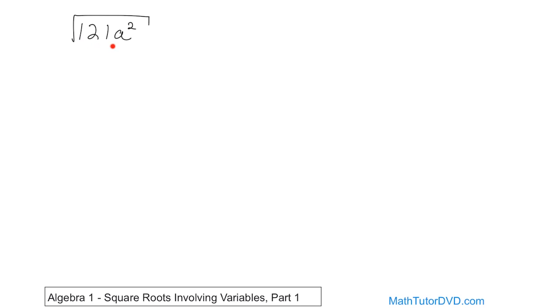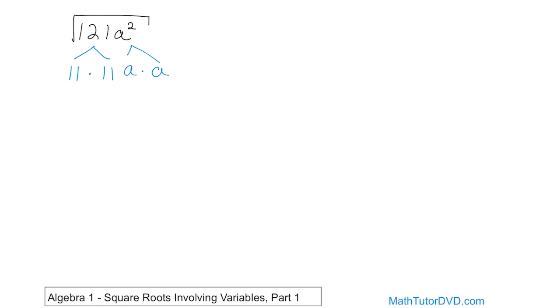Right? So all this stuff is under here, and ultimately what we're going to do is write a big factor tree to handle it. So let's first tackle the number part, right? What is 121? What times what will give you 121? Well, that's going to be 11 times 11, right? And then you have to ask yourself, what times what gives you a squared? So you see everything's multiplied here, so ultimately the a squared is going to be a times a.